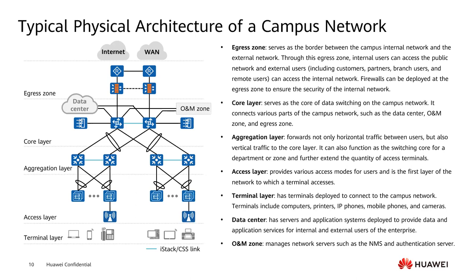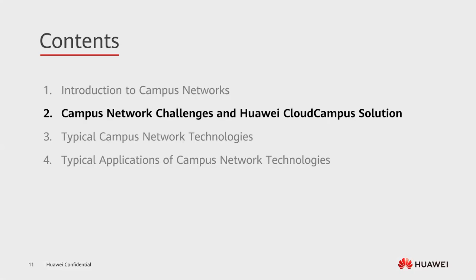And sometimes if we have a small scale data center, okay, then we will deploy the data center connected to the core layer switches. Okay. And we also will have the O&M zone. In the O&M zone, we will deploy things like the SNMP server, like the eSight product of Huawei or iMaster NCE-Campus controller. We will deploy those services in the O&M zone. This is the typical physical architecture of a campus network. Okay, that's the simple introduction to campus network.